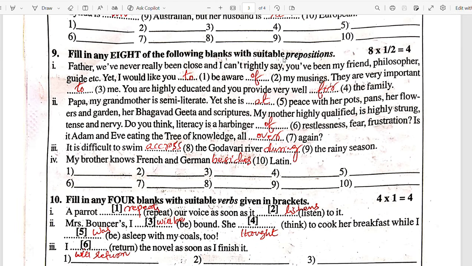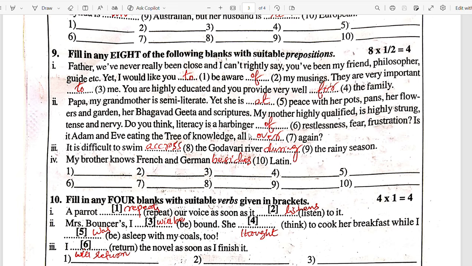Ninth one. Fill any eight of the following blanks with suitable prepositions. Father, we have never really been close, and I can rightly say you have been my friend, philosopher, guide, etc. Yet I would like to be aware of my musings. They are very important to me. You are highly educated and you provide for the family. Papa, my grandmother is semi-literate, yet she is at peace with her pots, pans, her flowers and garden, her Bhagavad Gita and scriptures. My mother, highly qualified, is highly strung, tense, and nervy.